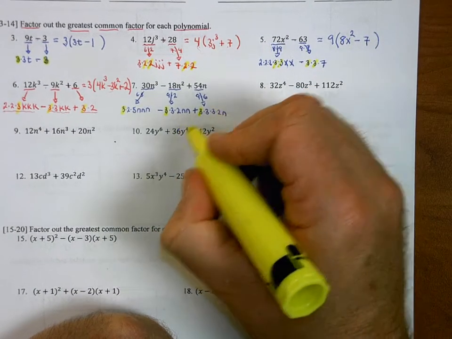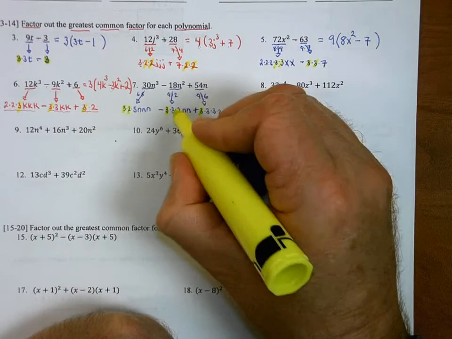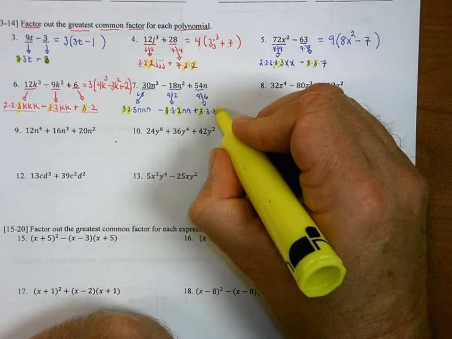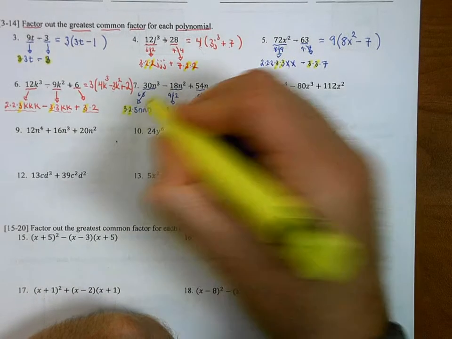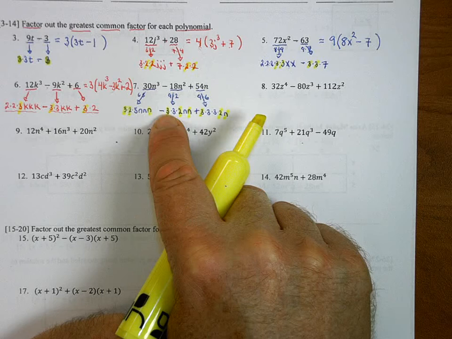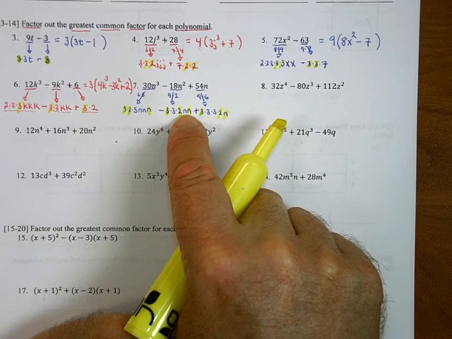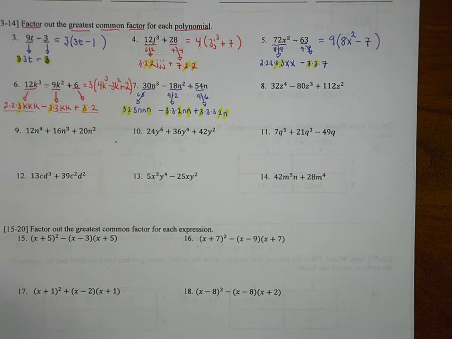They also have in common, do they have a 2 in common? Yeah, they do. So each list has a 2 in common. And each list has an n in common. Okay, putting those together, 3 times 2 is 6, and n is 6n. So you can see each one has 3 times 2, n. So that means my greatest common factor is 6n.